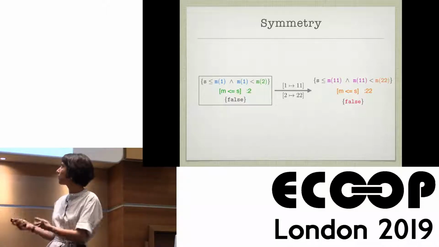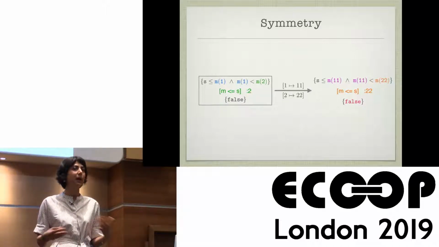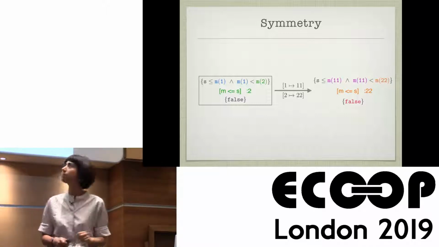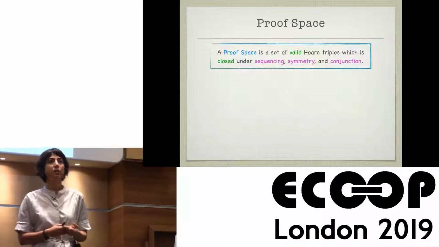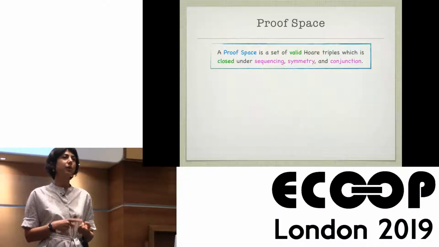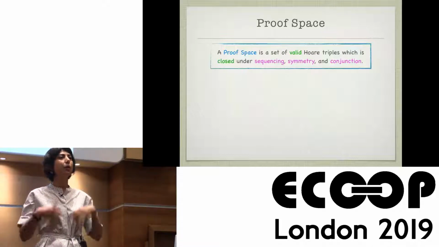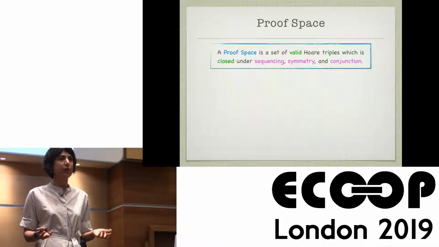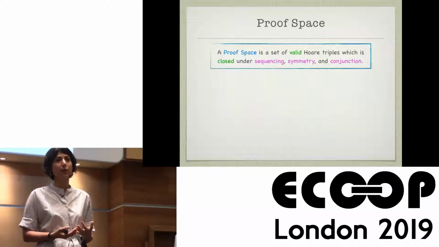Right? There is a rule, right? If 1 and 2 are different, 11 and 22 have to be different as well. But as long as I do the mapping properly, I have basically a rule. So if I take these three combination rules, sequencing, conjunction, and symmetry, and a set of basic Hoare triples, and I close the Hoare triples under these rules to get all the Hoare triples that I could possibly infer as a result of these, I will basically have this object that we call a proof space.